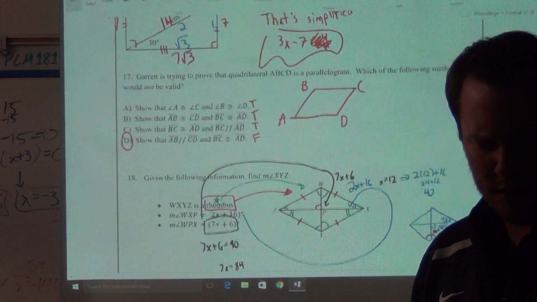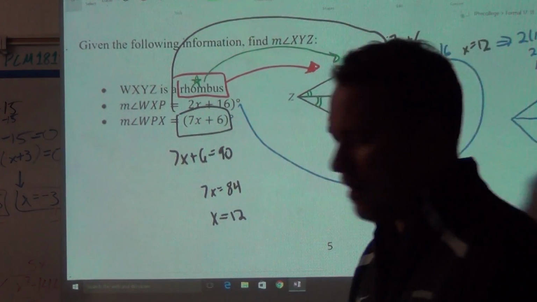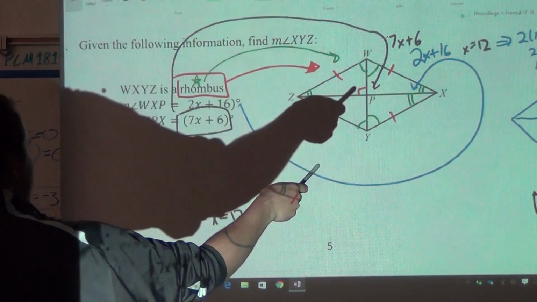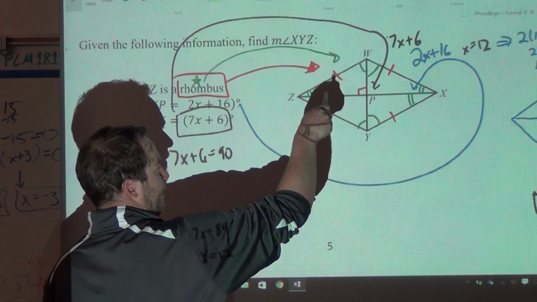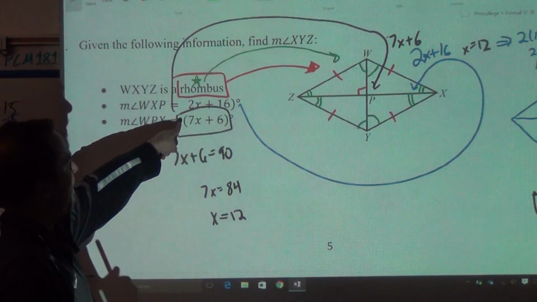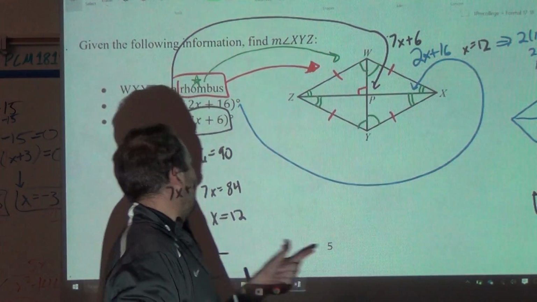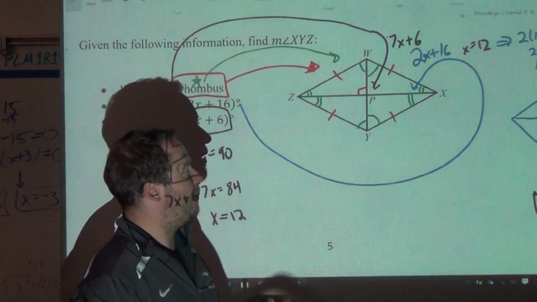18. Quite a few properties in play here. So it is a rhombus, it tells you that much. It means you have right angles here. Also means that your diagonals bisect the angles, and that all of your sides of your quadrilateral are congruent. Because 7x plus 6 is on a right angle, you're going to set 7x plus 6 equal to 90, solve from there to get x equals 12.